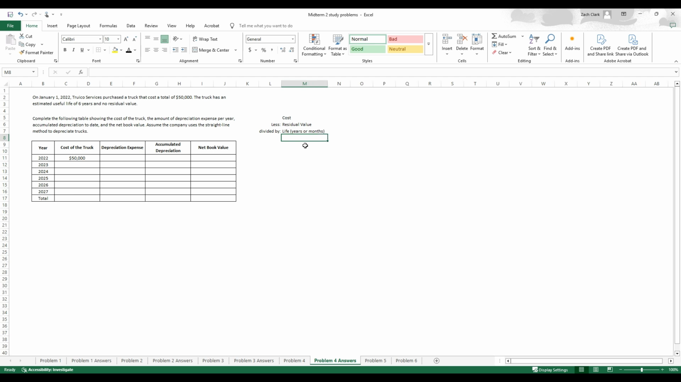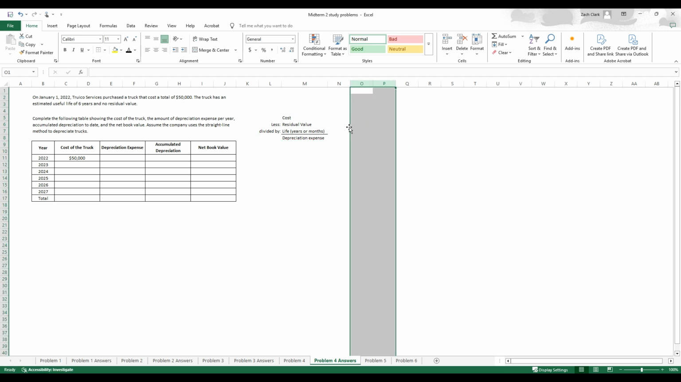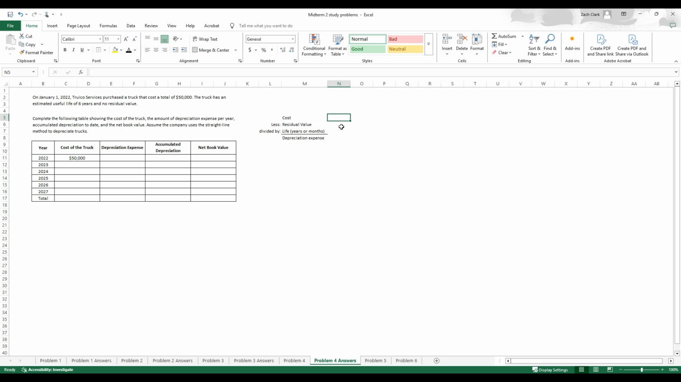And then this will give us our depreciation expense for those, either month or year. So for example, I'll just do it off to the side here. In our instance, we have the cost of this vehicle as $50,000.